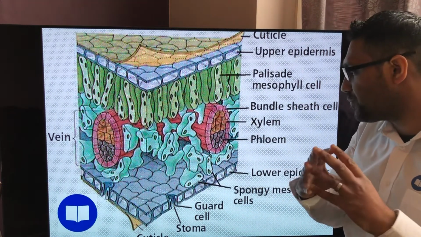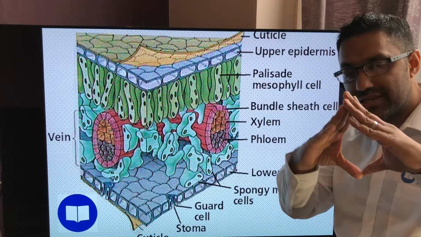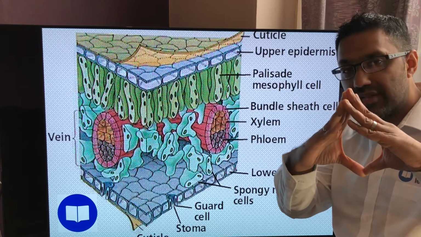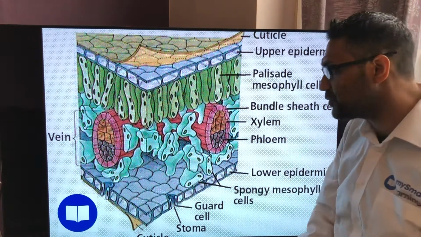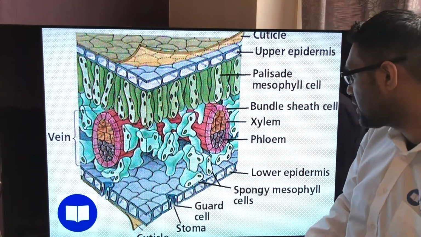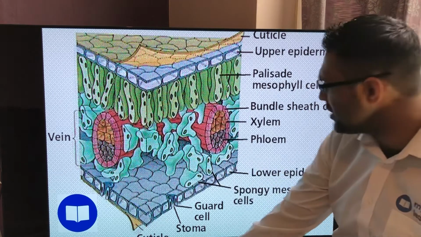The guard cells open. They become turgid during the day, so they open up because they're thicker on one side and thinner on the other side. And during the night, they become flaccid and they close up, so it prevents water loss. We did that back in the transpiration lessons, a few lessons back. So I think we did talk about this, but not into this detail.